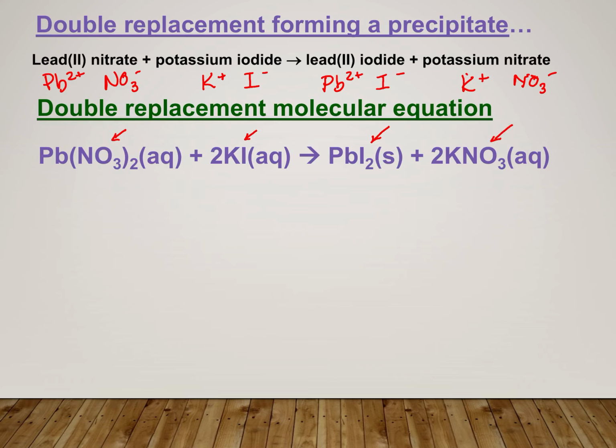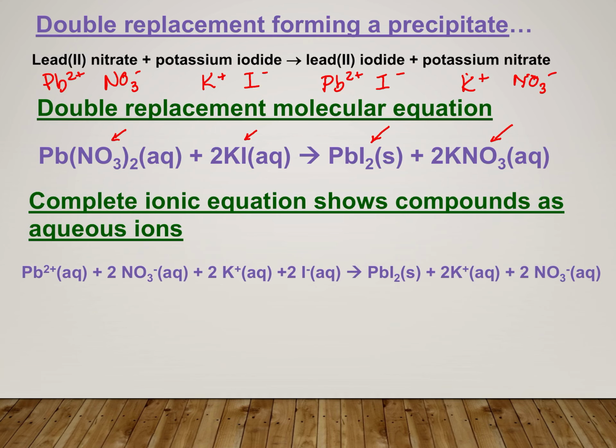So now to write our complete ionic equation, we are going to break apart anything that's aqueous. So our lead will break into lead and 2 nitrates, right? So this 2 tells us that there are 2 nitrates, so that 2 will end up out front here, okay? And then we have our 2 potassium iodides, so that 2 will go to the potassium and the iodine. Then we leave together PbI2, right? And then we have 2 potassiums and 2 nitrates. So that's how we're getting this complete ionic equation.